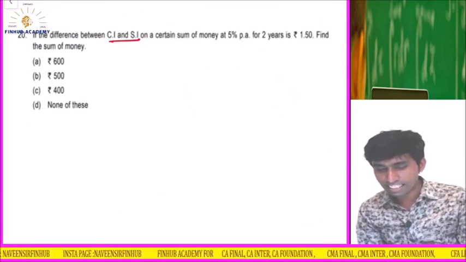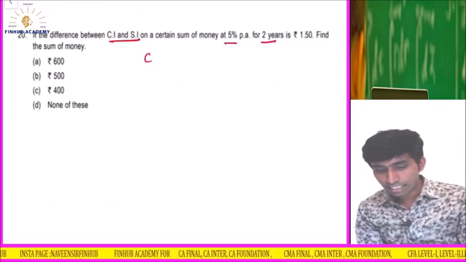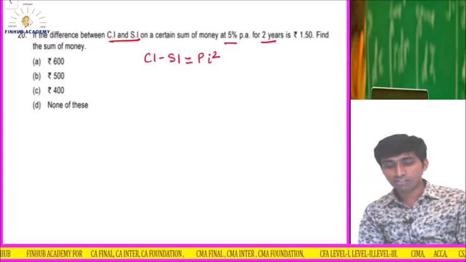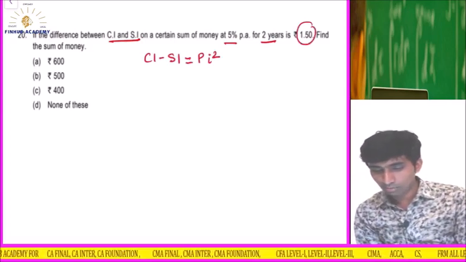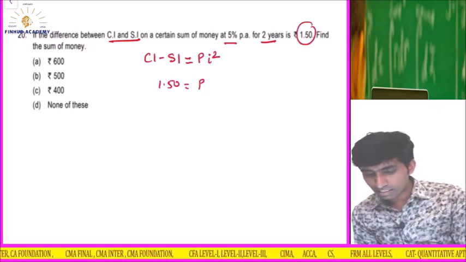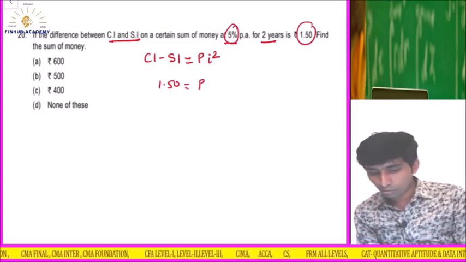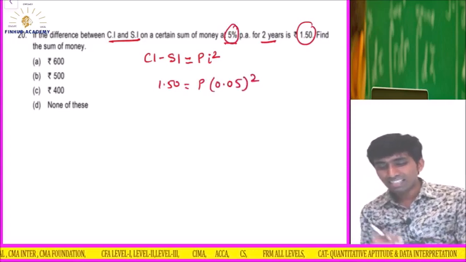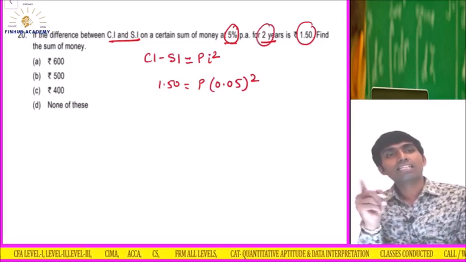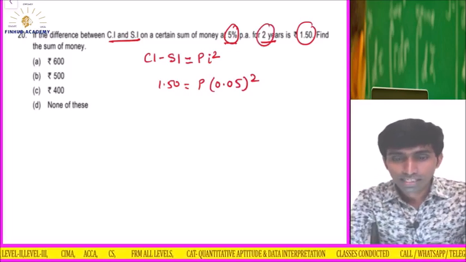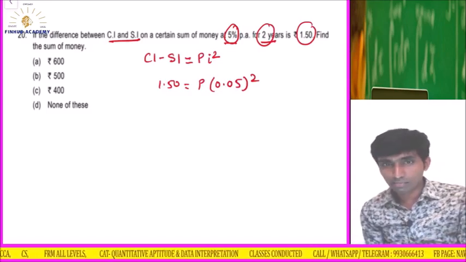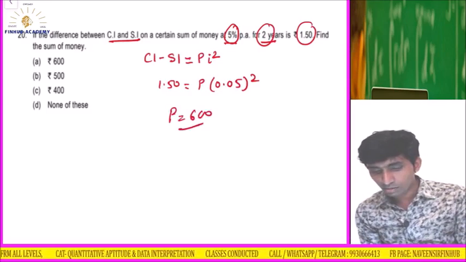Yes, your favorite question. The difference between the CI and SI on a certain sum at 5% for 2 years. I know that CI minus SI is equal to P into I squared. This was the formula. So the difference is how much? The difference is 1.5, so I'll write 1.50. Correct. Principal is how much? Principal I don't know. The rate is how much? 0.05 squared. So easy. Anyway, this 2 will not be used, it is only for you to understand that the difference is for 2 years. So I will do 1.5 divided by 0.05, again divided by 0.05. The answer is P equals 600. Easy. Principal is 600.